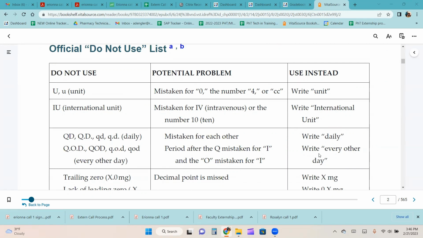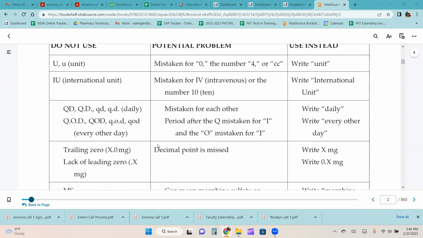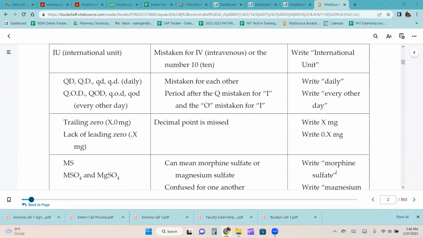Skipping down 1 to QD, they actually recommend that you put daily or every other day instead of putting the SIG code QD or QOD. But like I said, most prescriptions are written with QD on them. Trailing zeros are important.